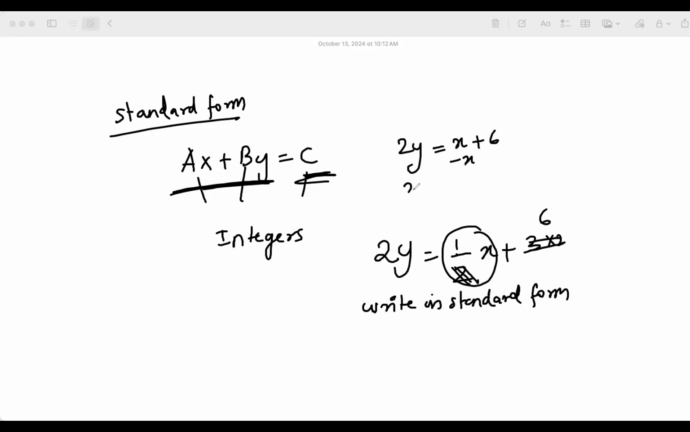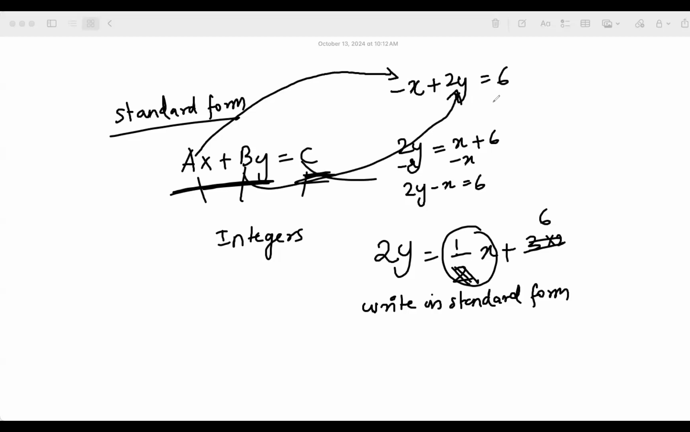But then subtract x, 2y minus x equal to 6. You can write this equation as minus x plus 2y equal to 6, where I adhere to this format. A is minus 1, B is 2, C is 6. Any questions, guys? Putting in standard form is very easy. That's why I dealt with it last.